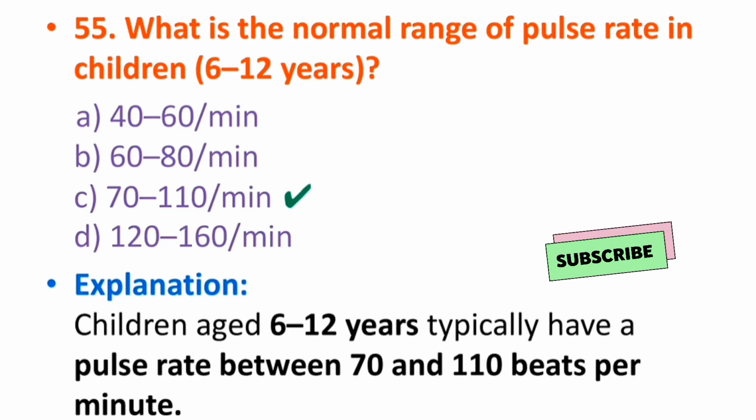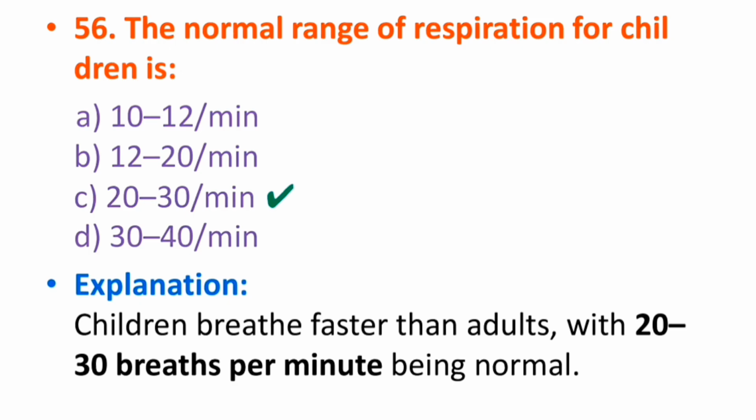What is the normal range of pulse rate in children? Option A, 40 to 60 beats per minute; option B, 60 to 80 beats per minute; option C, 70 to 110 beats per minute; option D, 120 to 160 beats per minute. The correct answer is option C, 70 to 110 beats per minute. Children aged 6 to 12 years typically have a pulse rate between 70 and 110 beats per minute.